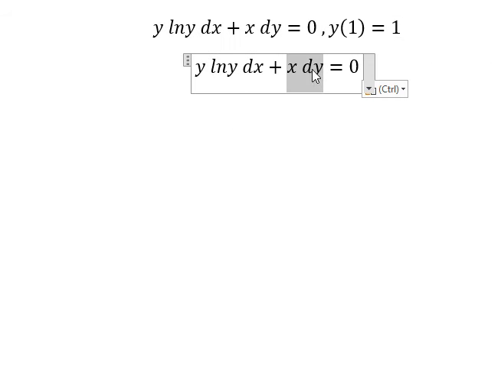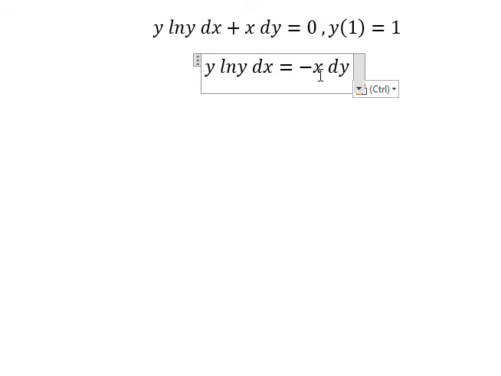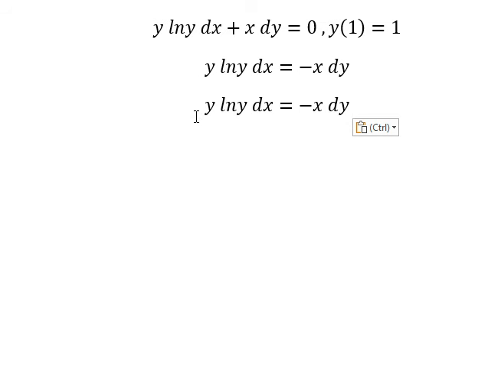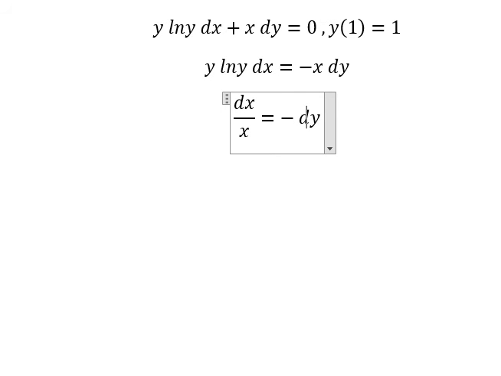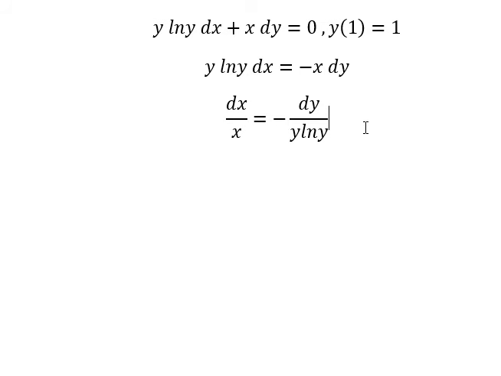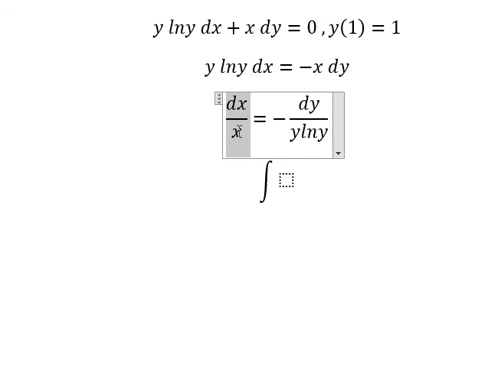So I will put this one to the right, and we have negative s dy. Later we divide both sides by y, ln y, and s. Next, we put the integration on both sides.